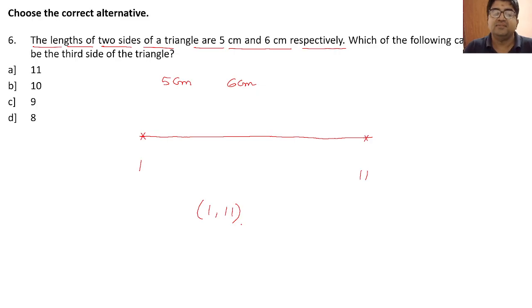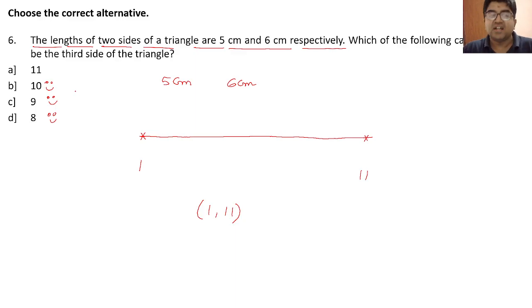You got my point? So if I am looking at these options here, option number 4, 8. What you see here, 8 is actually lying between 1 to 11, which means 8 is possible. Similarly, 9 is also possible because it is lying between 1 to 11. It's one of the values between 1 to 11. 10 is also possible because it is lying between 1 to 11.